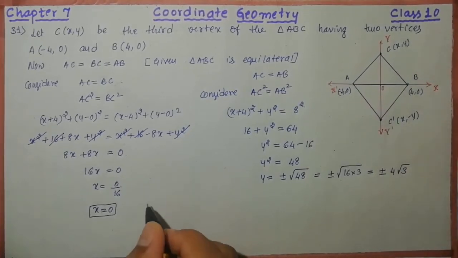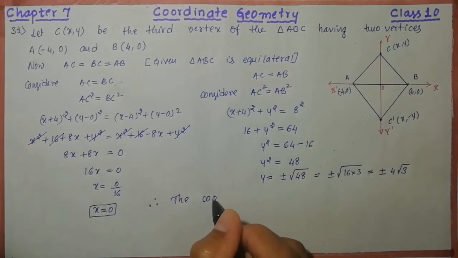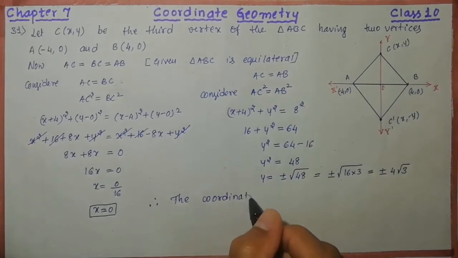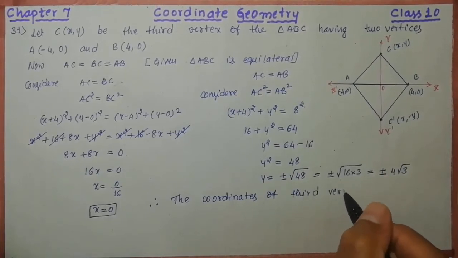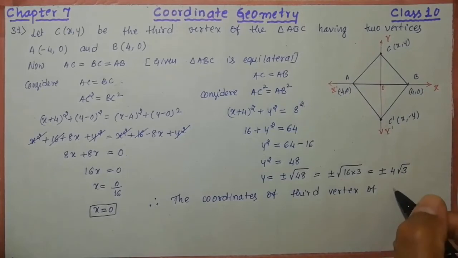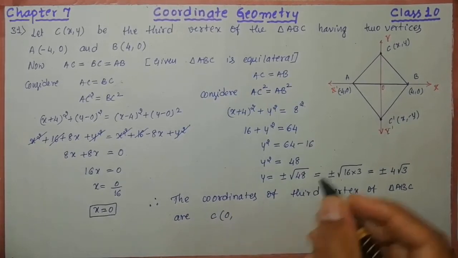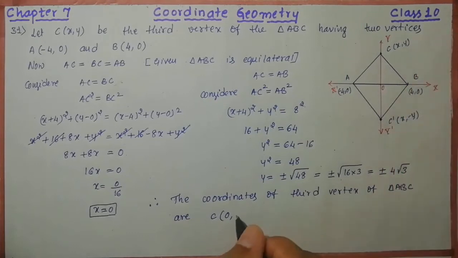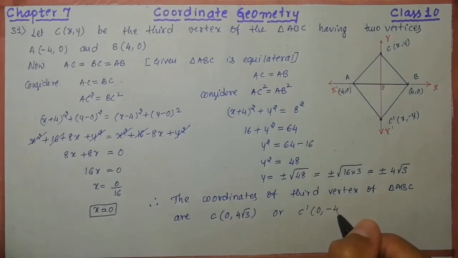So therefore you can write the conclusion here. Therefore the coordinates of the third vertex of triangle ABC are C of x equal to 0. First write the positive one, C means here you have to take the positive one, 4 root 3 over R. It may be C dash also, 0 comma minus 4 root 3. It is definitely one among these two.